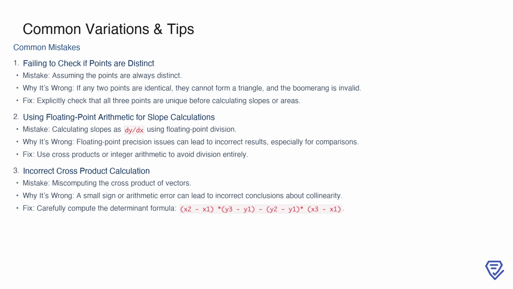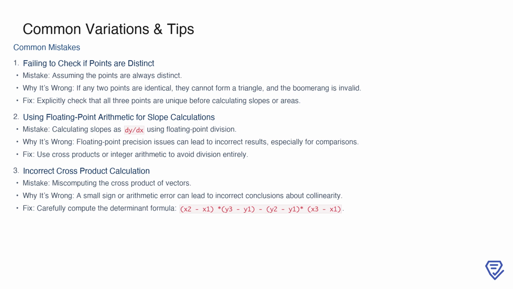One common mistake when solving the valid boomerang problem is failing to check if the points are distinct. If any 2 points are identical, they cannot form a triangle, which makes the boomerang invalid. To prevent this, ensure that all 3 points are unique before performing any calculations.